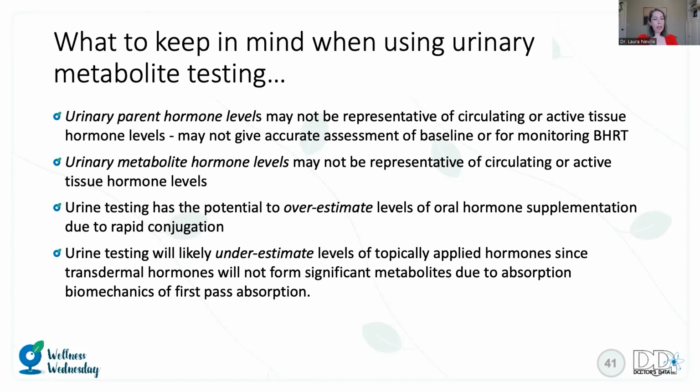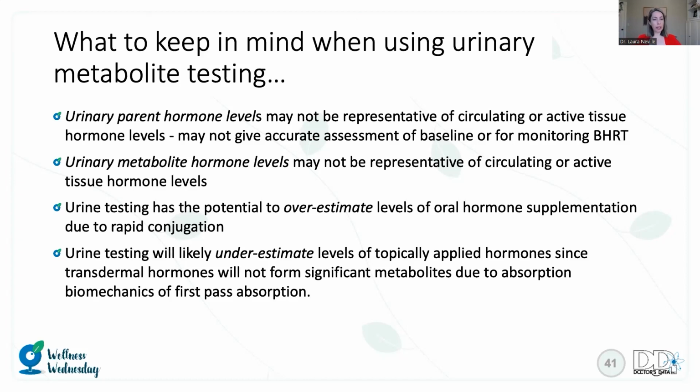The urinary metabolite levels that you're finding in the urine may also, for that very same reason, not be representative of circulating or active hormone tissue levels. And I think this is one of the biggest mistakes that I see as providers, just interpreting that straight to be, this is what is at the tissue level. It might be, but we're making a few assumptions by saying that.